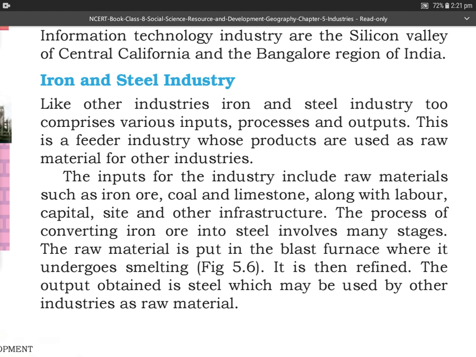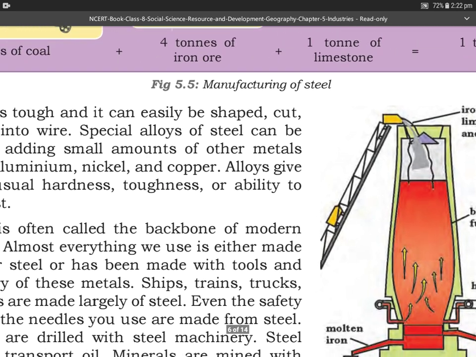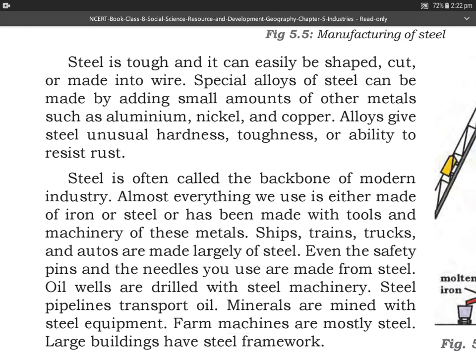This raw iron they will put in a blast furnace. It is not just a brick-made furnace; there are large, huge furnaces in iron and steel industries. It undergoes melting at a very high temperature and is then refined, and the output obtained is called steel. Now we all know that steel is the most important substance. Each and every product is directly or indirectly made up of steel.